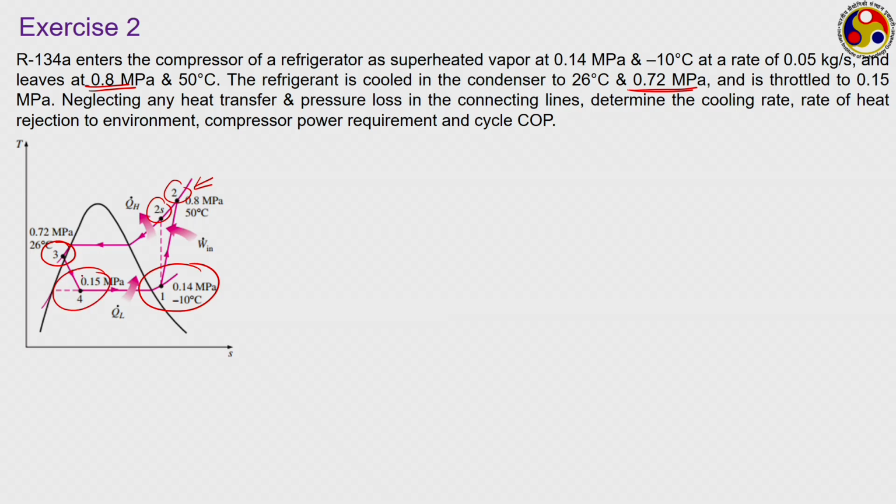So, when it passes from the evaporator inlet to the evaporator exit, there is about 0.01 megapascal of pressure loss. Neglecting any heat transfer and pressure loss in the connecting pipes, you have to determine the cooling rate, rate of heat rejection to environment, compressor power requirement and the cycle COP. So, we need to get the values for all the state points 1, 2, 3 and 4, the enthalpy values from the table, and then you can easily identify the required parameters.